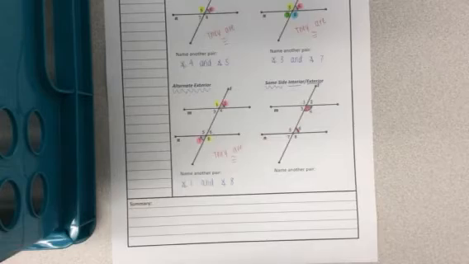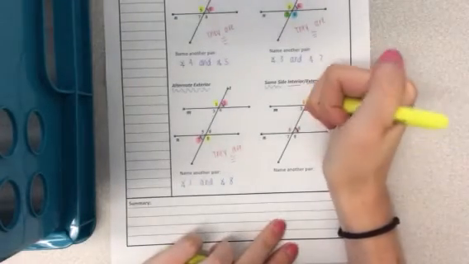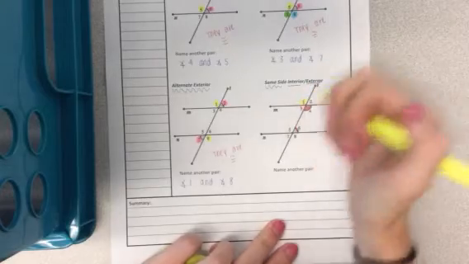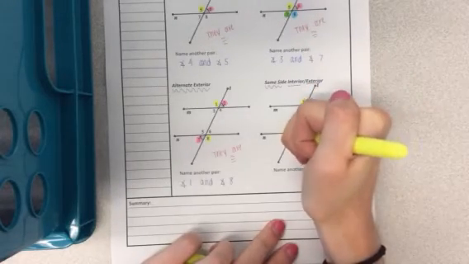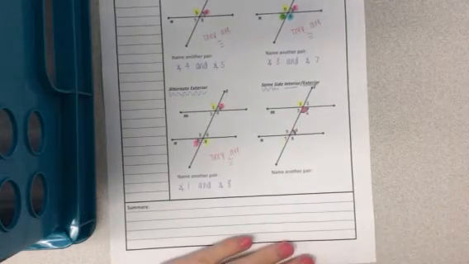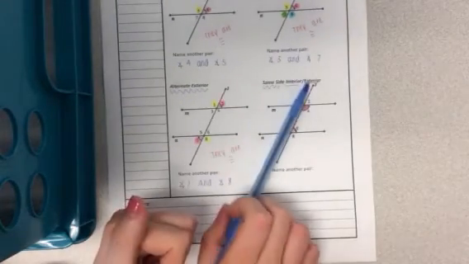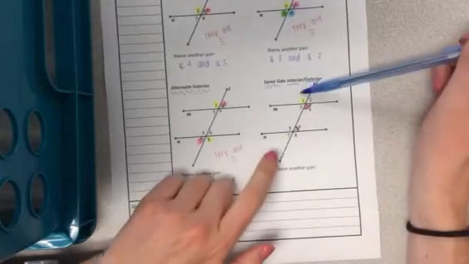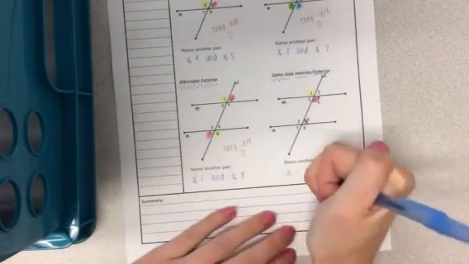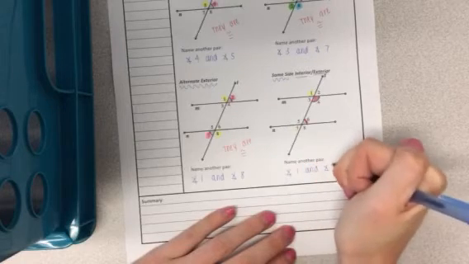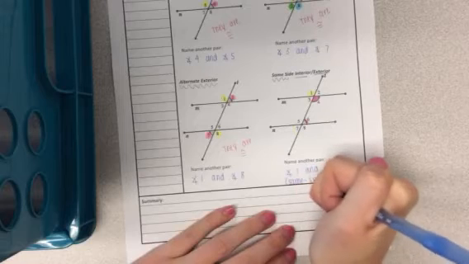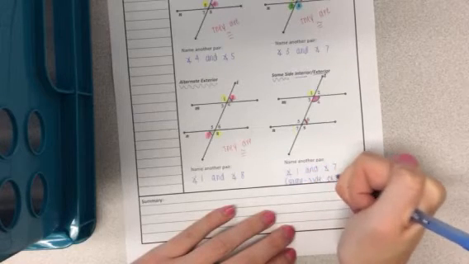If we wanted a pair of same side exterior, that would be along the lines of angle 1 and angle 7. Those would be same side exterior because, again, they're on the same side of the line. They're both on the left, and they're both on the outside. So we could jot those down. Angle 1 and angle 7, and these are actually your same side exterior.